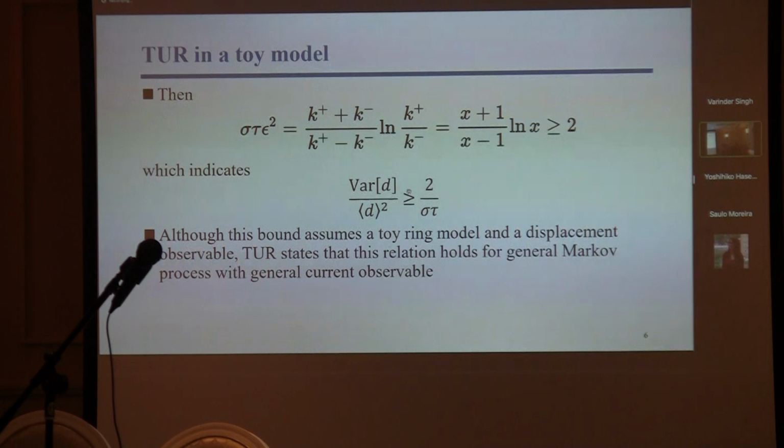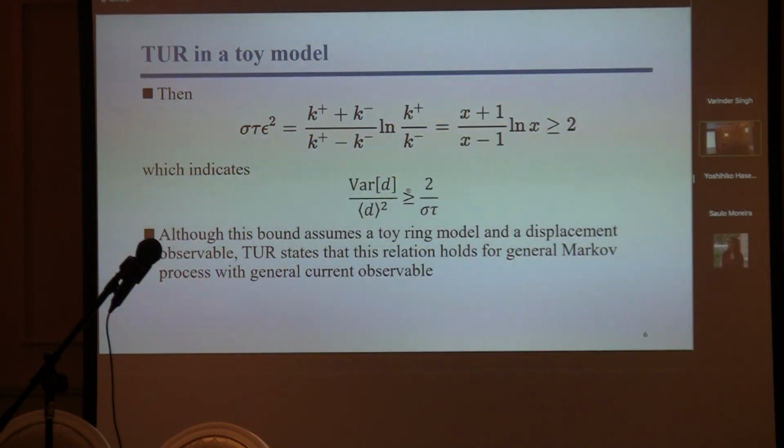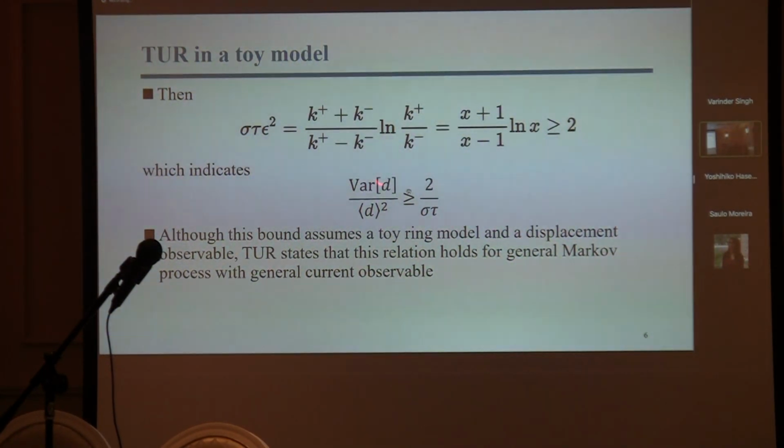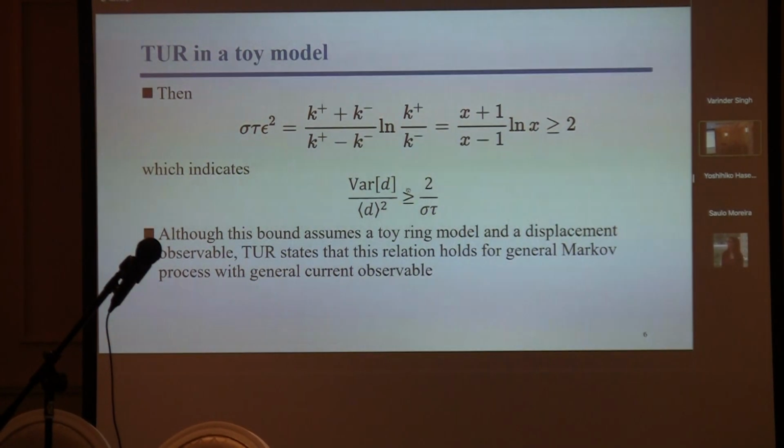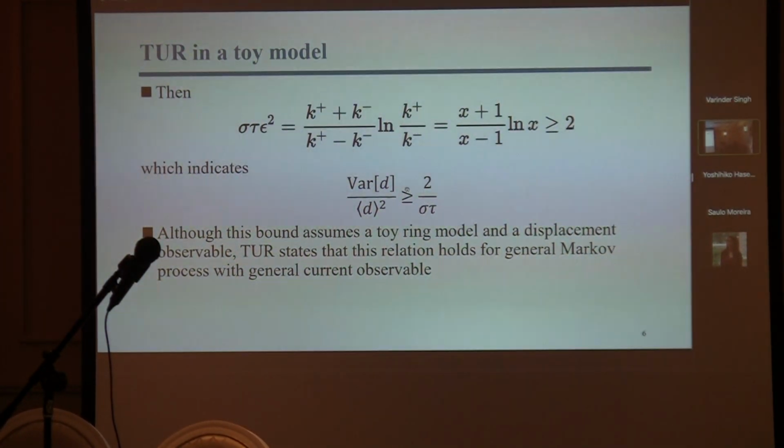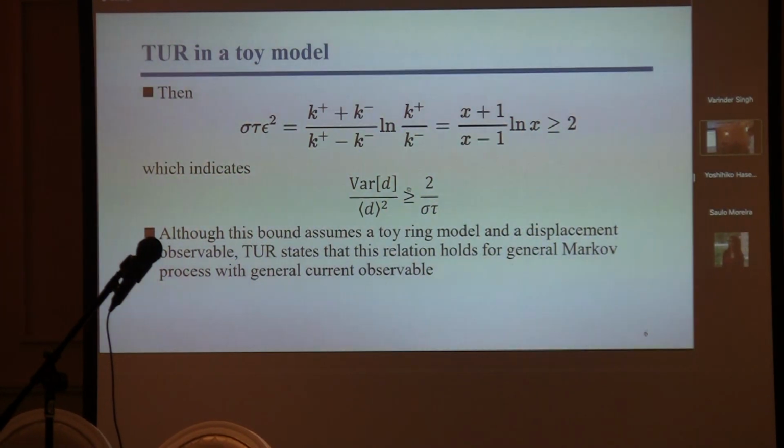Then multiplying sigma tau by epsilon, one finds that this quantity is bounded from below by 2. This is a very simple algebraic equation, which immediately indicates the thermodynamic uncertainty relation. Although this bound assumes a very toy ring model and a displacement observable, TUR states that this relation holds for general Markov processes with general current observables.